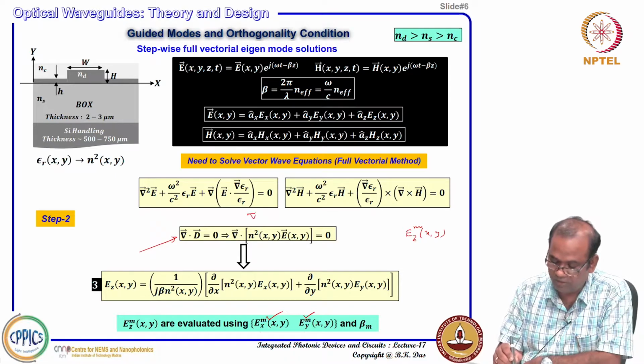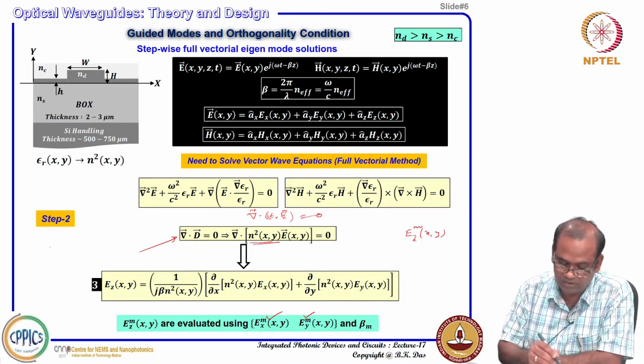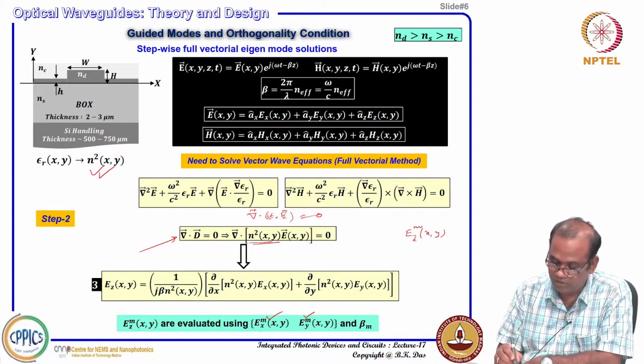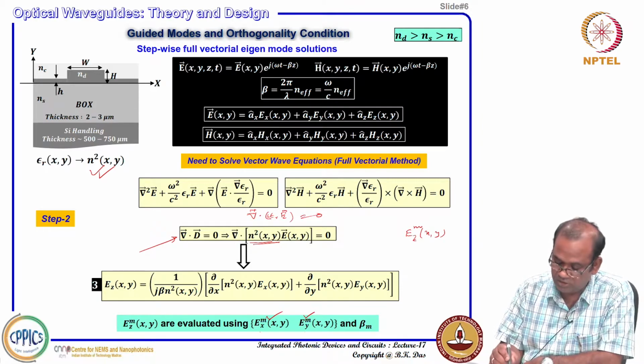this divergence D means, as I mentioned earlier, that is actually epsilon_r E, with epsilon_0 equal to 0. Epsilon_0 is constant, you can take it out, and this epsilon_r, instead of epsilon_r you can write n square(x,y). You know your refractive index, epsilon_r is n square(x,y), that is what you will be getting, and then the E vector(x,y) will be there.